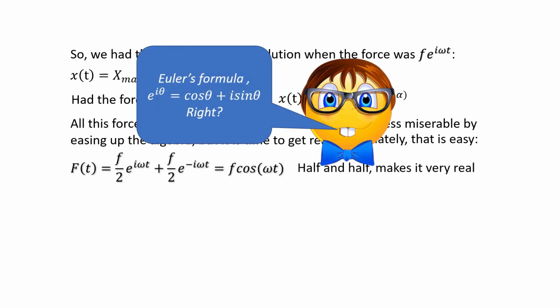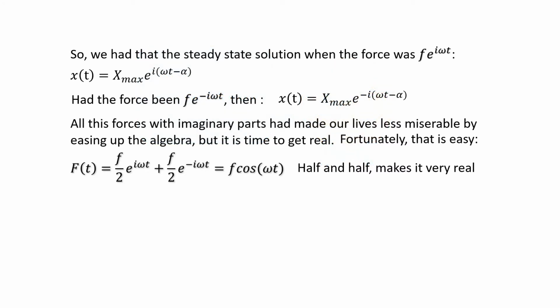I got it. Half and half, I guess. That's Euler's formula. Yes, Sebastian. e to the i theta equals cosine of theta plus i sine of theta, right? Yes, you're right, Sebastian.